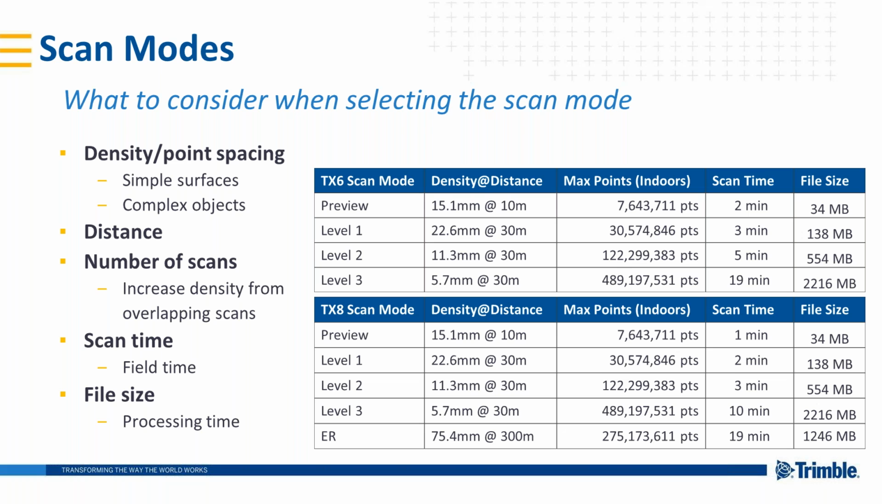If you need high-density data for more distant objects, like a tall utility pylon or a cell tower, then Level 3 area scans should be considered. But you should also consider the number of scans that will need to be taken to effectively capture the required details. You can increase density from overlapping scans and get better overall coverage by scanning from different perspectives. And you should always consider the scan time and file size to maximize productivity in the field and the office.